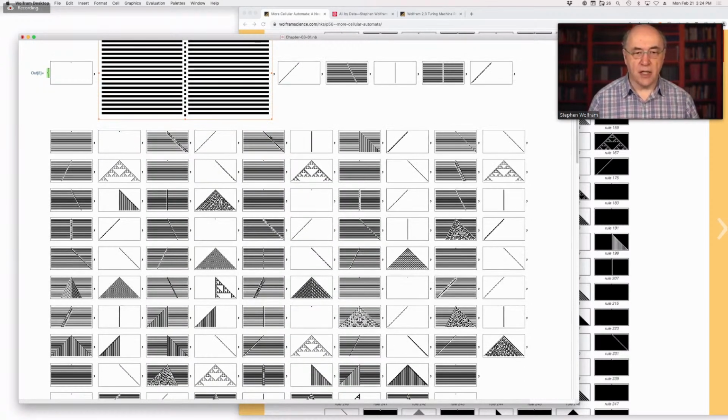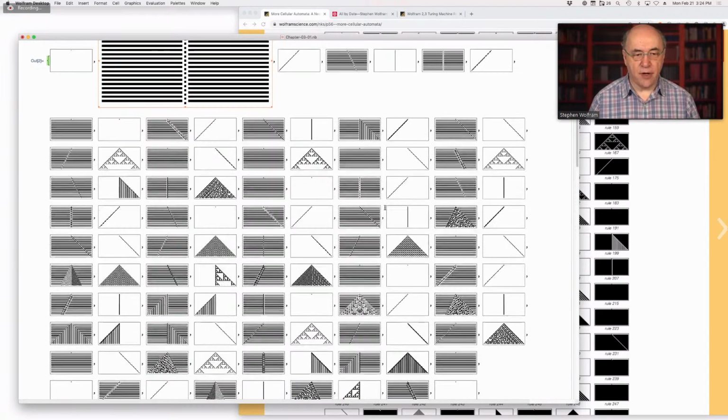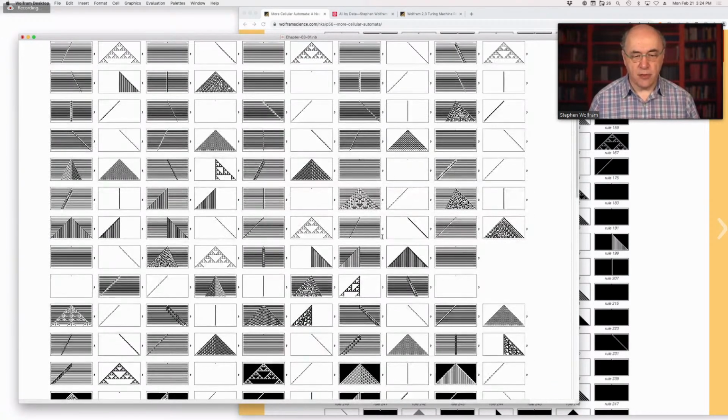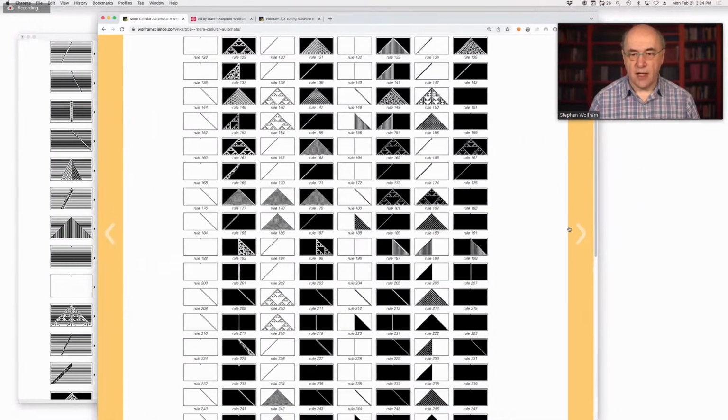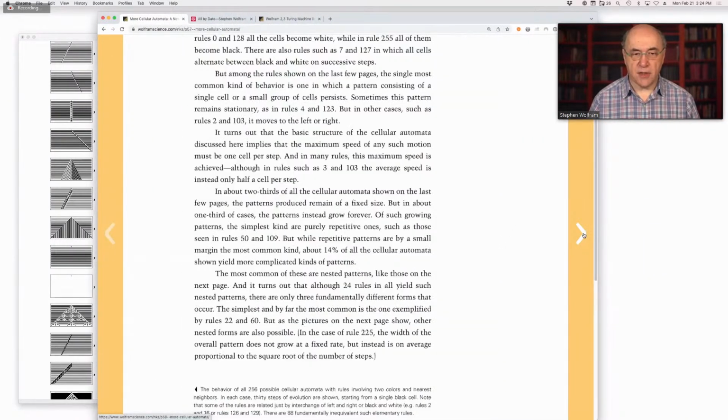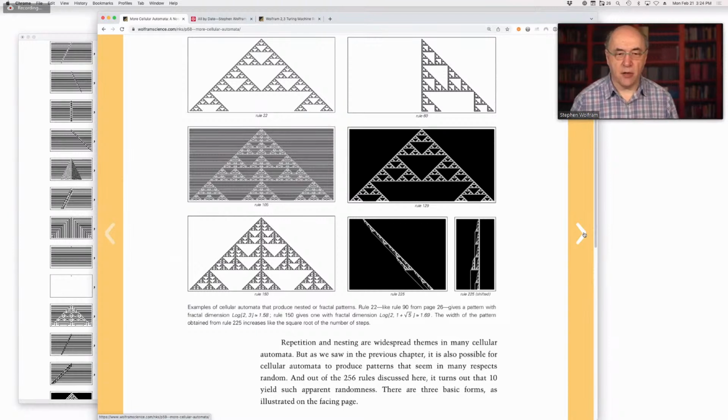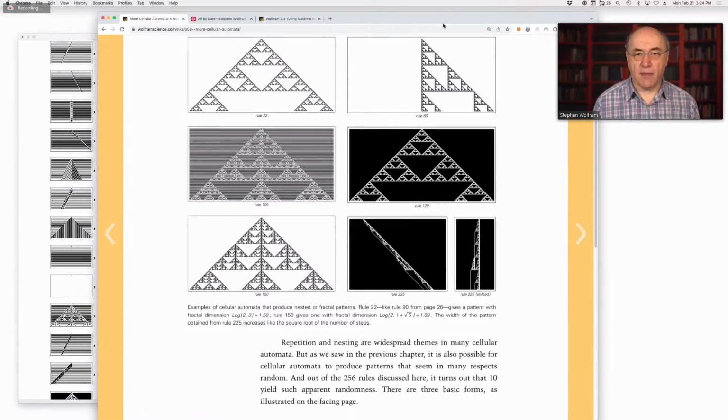We'll see that in many cases we don't have growth, but sometimes we do. And so what I did in here was start talking about the different kinds of things that can happen. What percentage of patterns do this or that? So this is the collection of distinct nested patterns that you get from the elementary cellular automata.